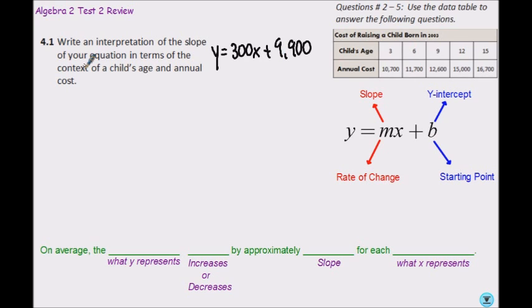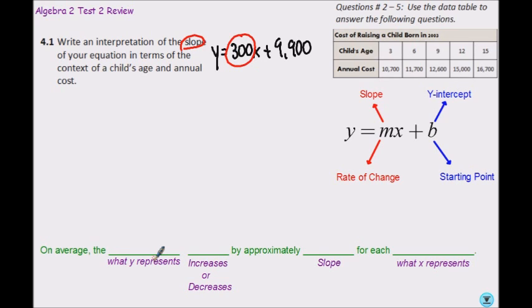So remember, slope is our rate of change, right? And it's basically that number right there, in terms of the context of a child's age and annual cost. So at the bottom here, I have a little sentence frame for you as far as how to interpret this. So on average, and again it's on average because we're taking the average of these numbers. So on average, and then the blank says what y represents.